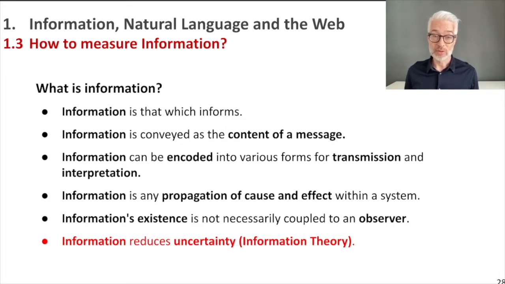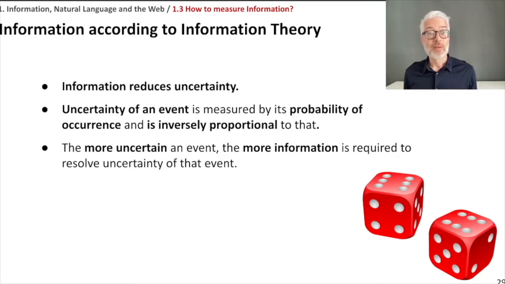So, from the viewpoint of information theory, information reduces uncertainty. What does that mean? It means the uncertainty of any kind of event is measured by its probability of occurrence. And those two are inversely proportional, which means the higher the likelihood that an event occurs, the higher also is its probability. However, its uncertainty, if it's much likely to occur, is then rather low. On the other hand, if the probability of its occurrence is rather low, then the uncertainty about it is high. So this is also how information is measured.